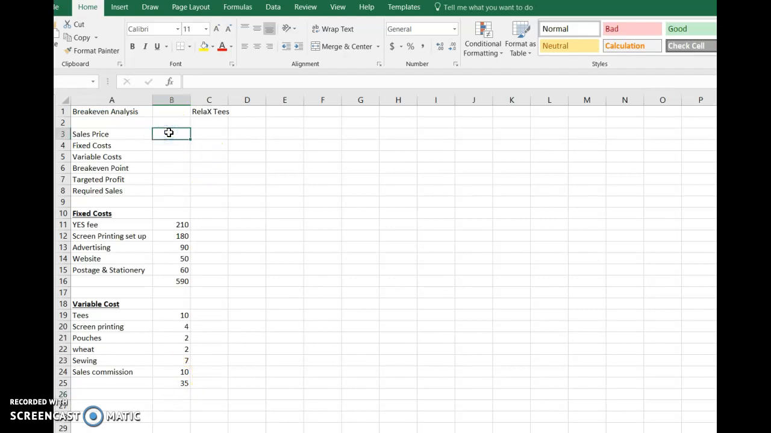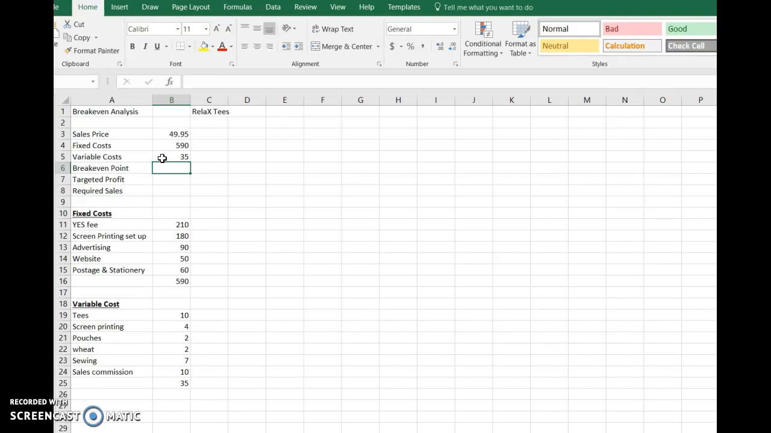Sales price. So I reckon I can sell them for $49.95. That's what my market research told me I can sell them for. Fixed cost, we'll reference that down to here. Variable cost, we'll reference that down to here. That's the cost per shirt. And major thing that we're looking at is the difference between our sales price $49.95 and our variable cost $35. Basically $14.95 is called our contribution margin. It's how much each sale contributes to profit.